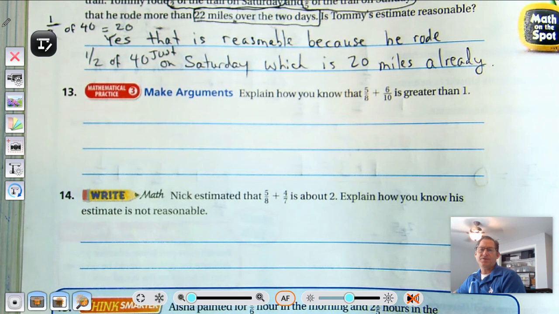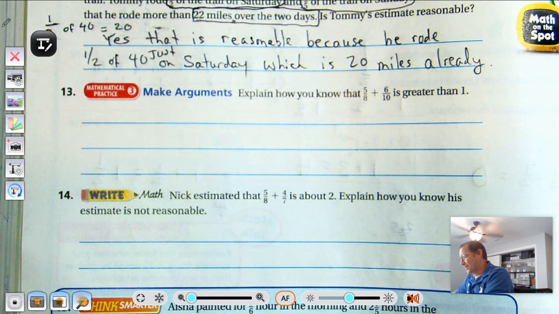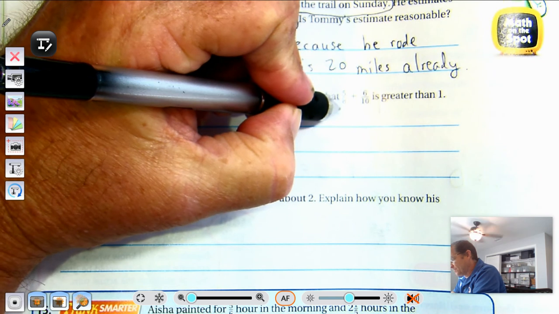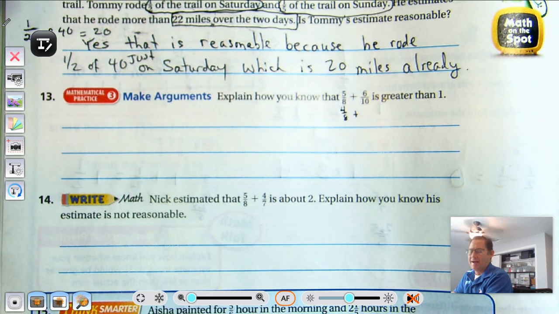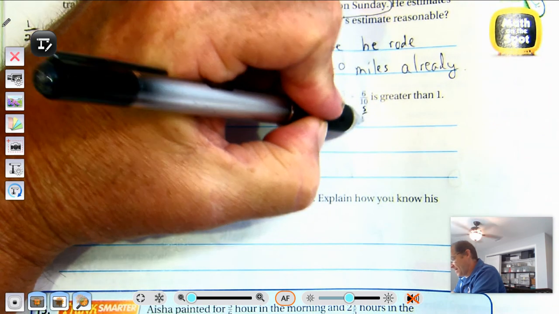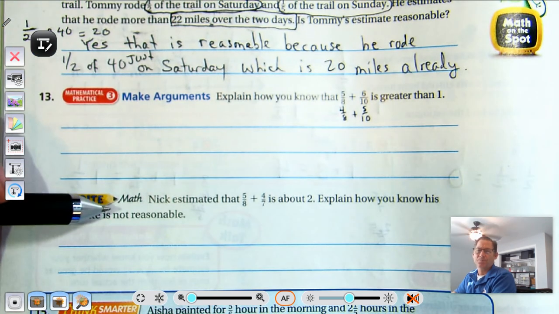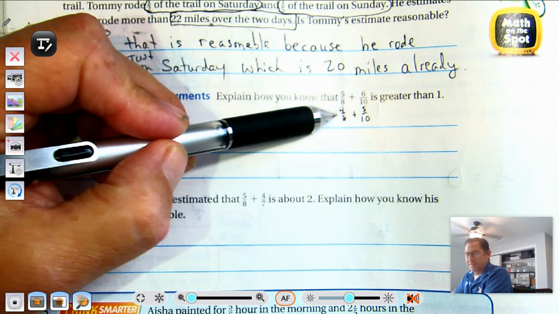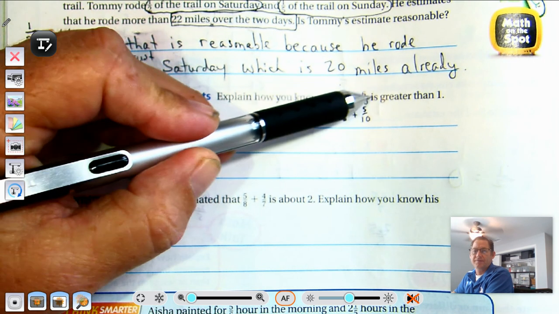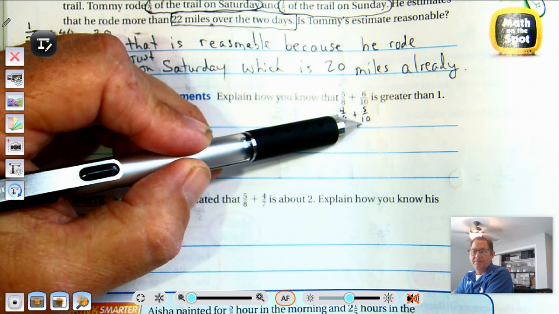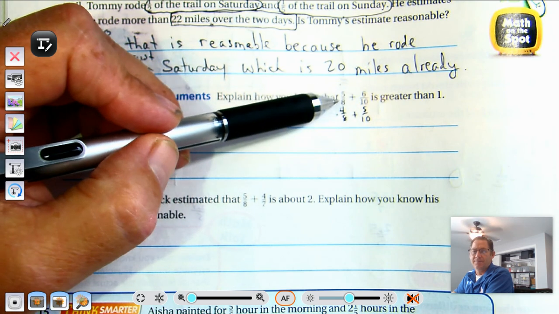13. Explain how you know that 5/8 plus 6/10 is greater than 1. Well, okay. Half of 8 is 4/8. Half of 10 is 5/10. Okay, well, 5/8 is greater than 4/8. So 5/8 is greater than a half. And 6/10 is greater than 5/10. So that's greater than a half.